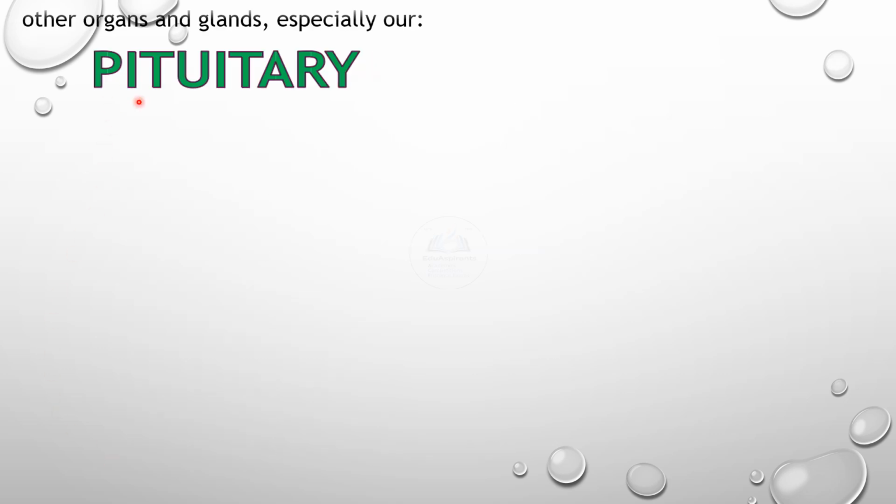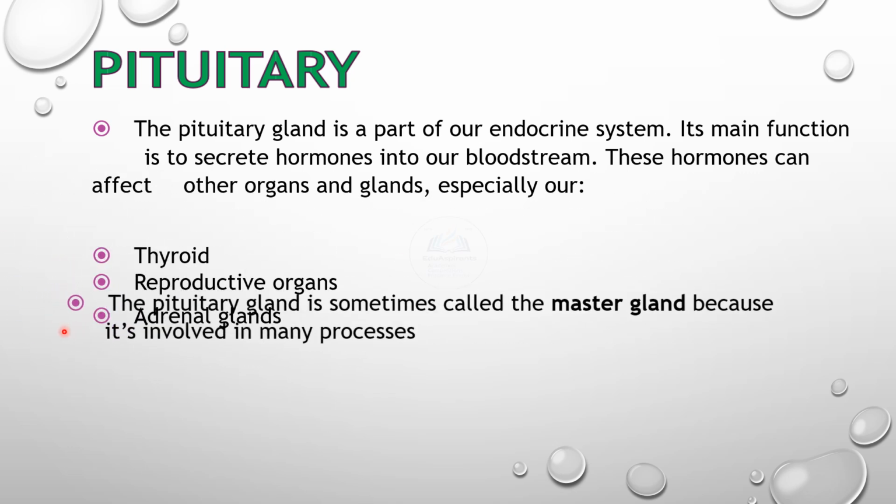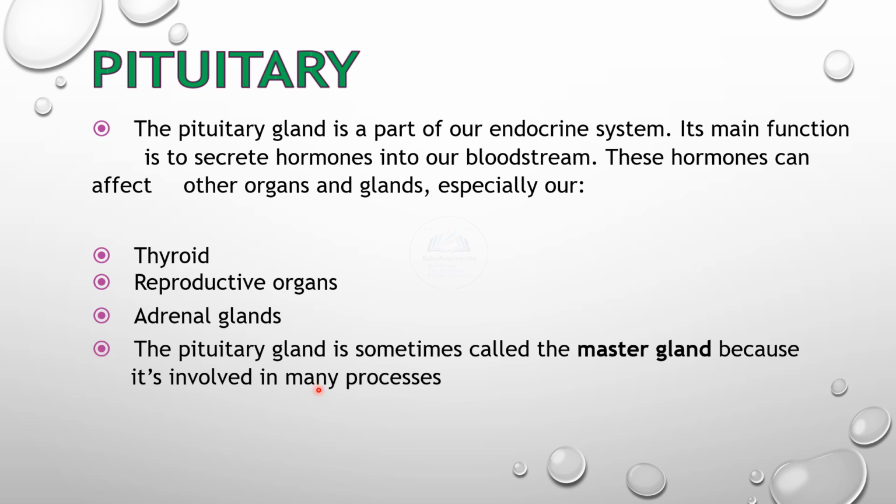Next gland is the pituitary. The pituitary gland is a part of our endocrine system. Its main function is to secrete hormones into our bloodstream. These hormones can affect other organs and glands, especially our thyroid gland, reproductive organs, adrenal glands. The pituitary gland is sometimes called the master gland because it is involved in many processes.